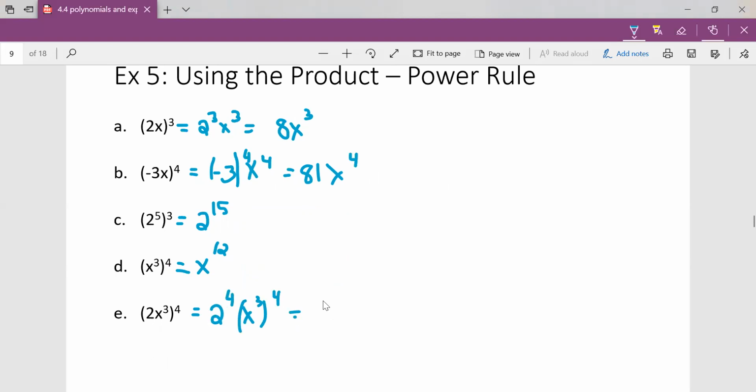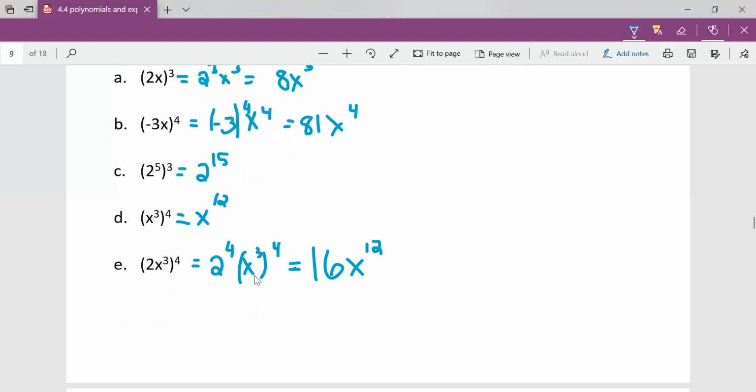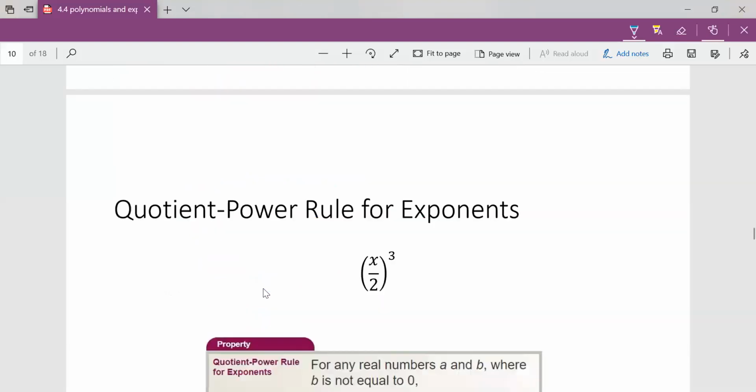Well, 2 to the 4th is 16. And x to the 3rd to the 4th is x to the 12th. And this should be an equal sign. All right, so that's the power rule.